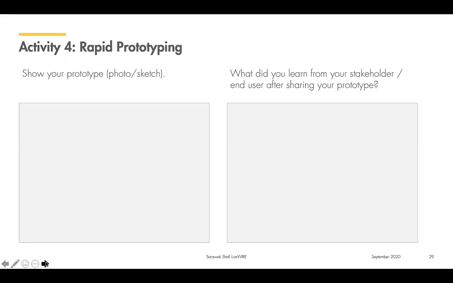So this is the last exercise that you'll be doing. Number one, take a photo or sketch the prototype or even the experience that you have interacting with people. We want to see evidence or proof that you actually went out there. Number two, what did you learn from the stakeholder or end user after sharing your prototype? Is it good? What do you need to improve? We're not looking for people who say that your product is excellent so that you get extra marks. More importantly, the process allows you to learn new things about your product that you can use to move forward. So that's what we're looking at.